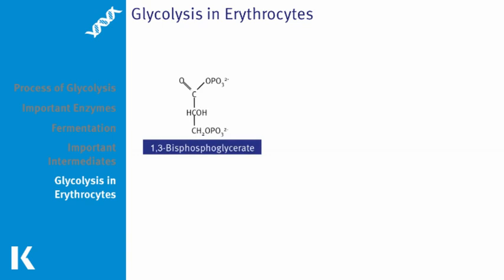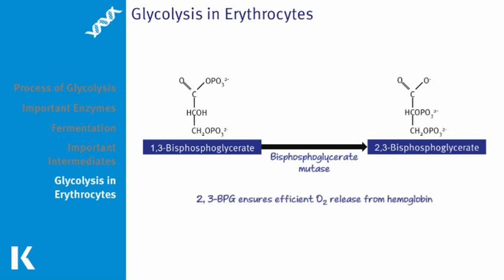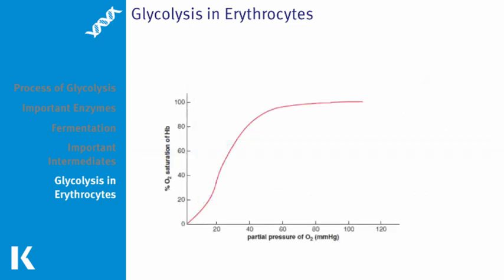One of the intermediates we just talked about, 1,3-bisphosphoglycerate, has an additional function in red blood cells. When converted to 2,3-bisphosphoglycerate, the red blood cell can use this product to facilitate unloading of oxygen to metabolically active tissues. This brings up an important point about oxygen affinity that is best explained by looking at the hemoglobin dissociation curve.